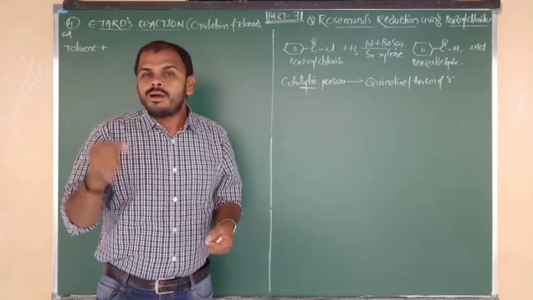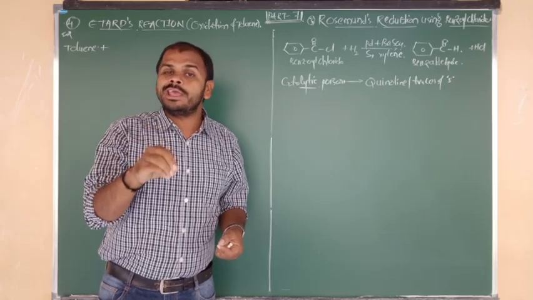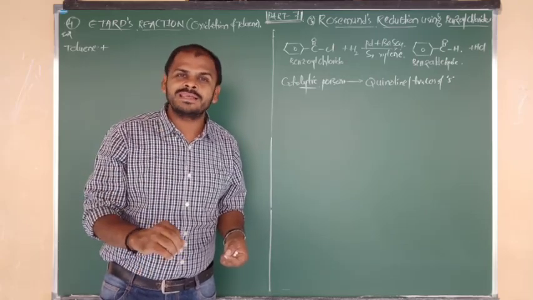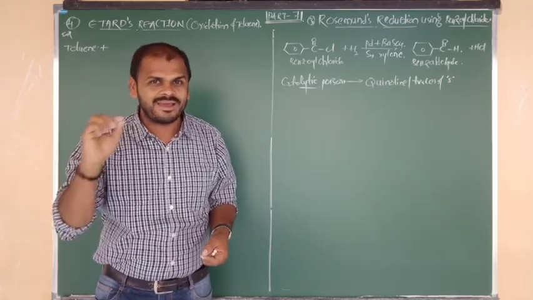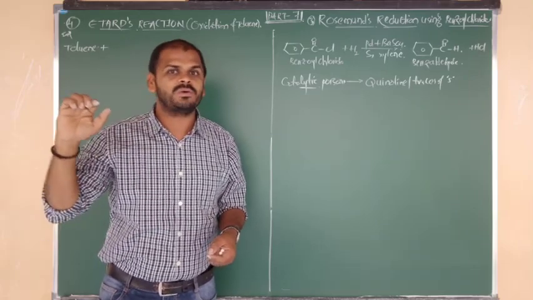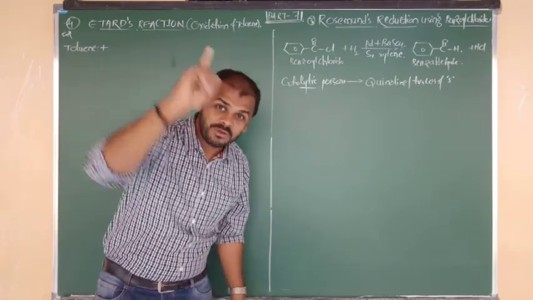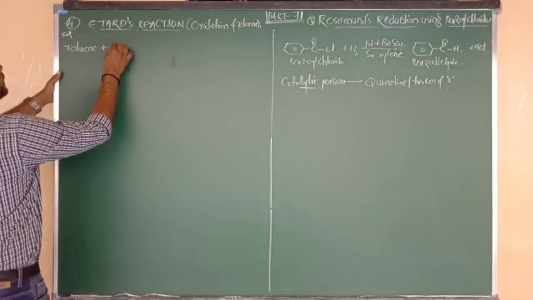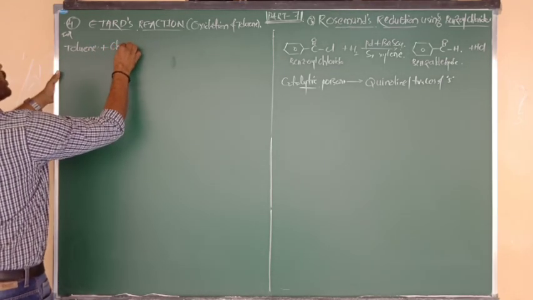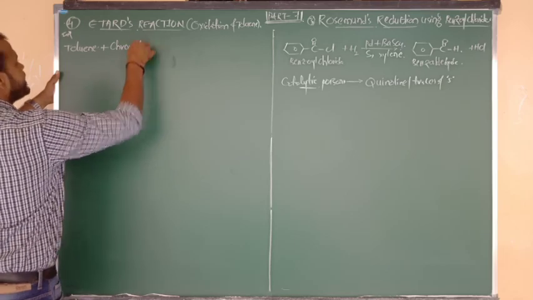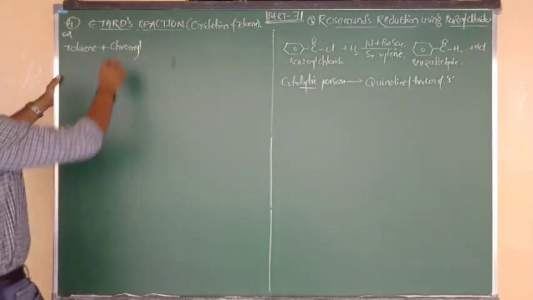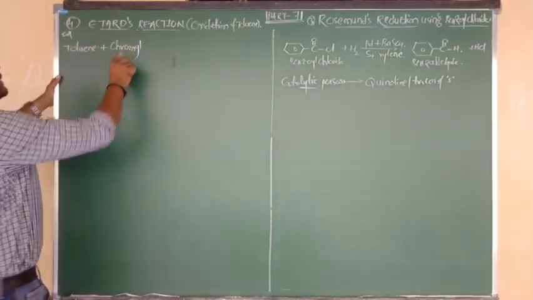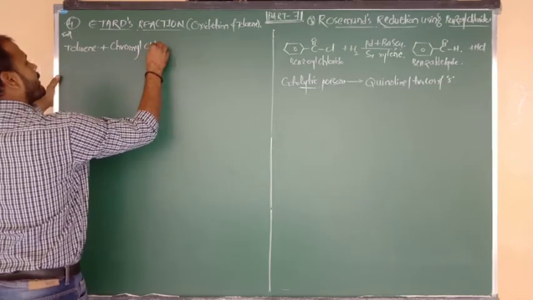What is the oxidizing agent used in Etard reaction? So the answer is nothing but chromyl chloride, CrO2Cl2. Okay, one more question that may be repeated a number of times. So toluene upon oxidation. Oxidation takes place by using the oxidizing agent, that is nothing but the Etard reagent, that is nothing but chromyl chloride.